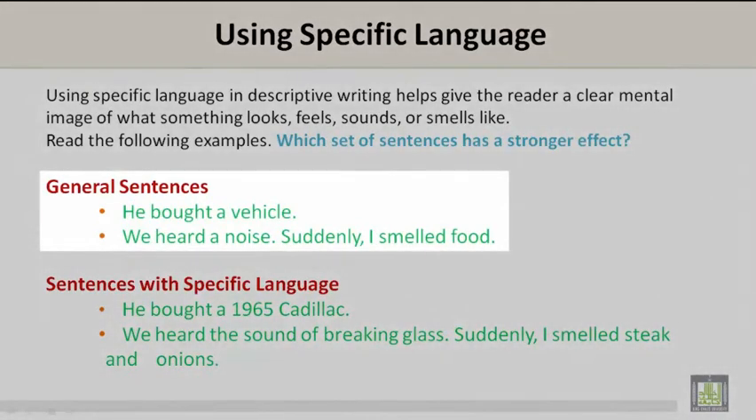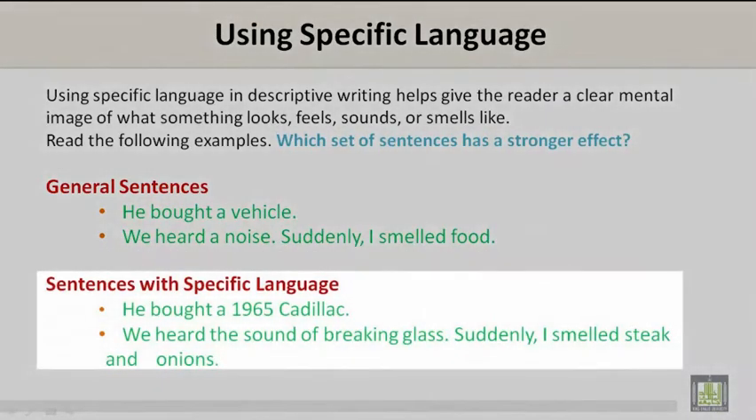General sentences. He bought a vehicle. We heard a noise. Suddenly I smelled food. Sentences with specific language. He bought a 1965 Cadillac. We heard the sound of breaking glass. Suddenly I smelled steak and onions.